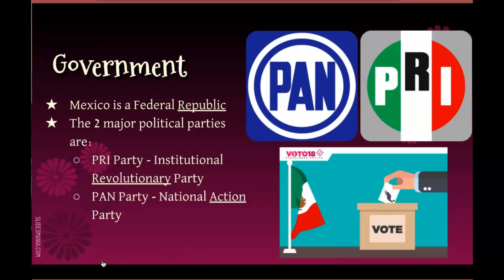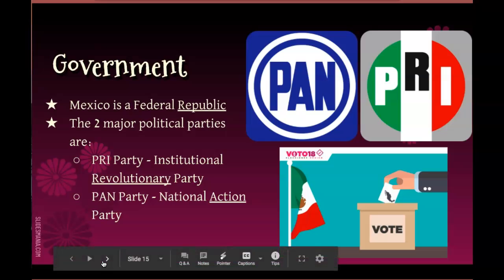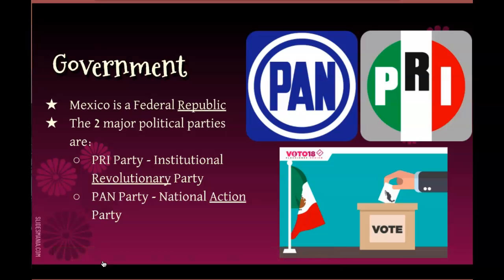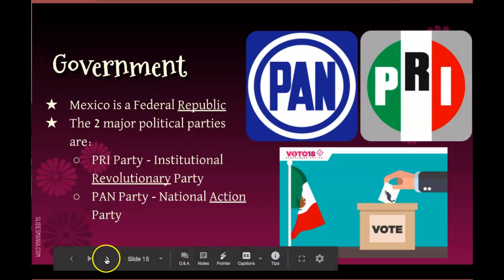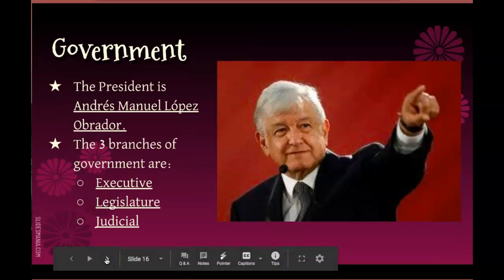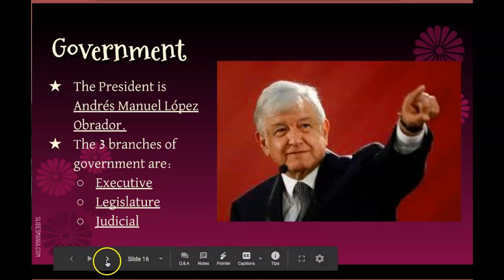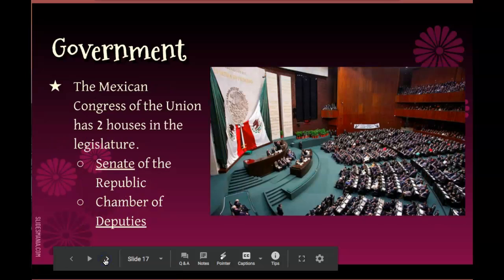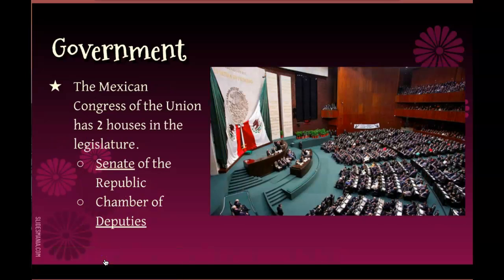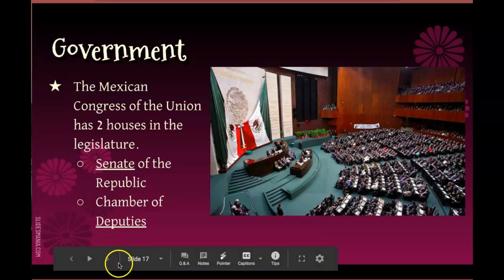The 2 major political parties are the PRI party, the Institutional Revolutionary Party, and the PAN party, the National Action Party. The president is Andres Manuel Lopez Obrador, and the three branches of government are executive, legislative, and judicial. Very similar to the United States. The Mexican Congress of the Union has two houses in the legislature, the Senate of the Republic and the Chamber of Deputies.